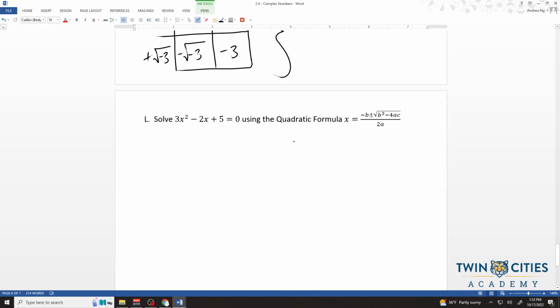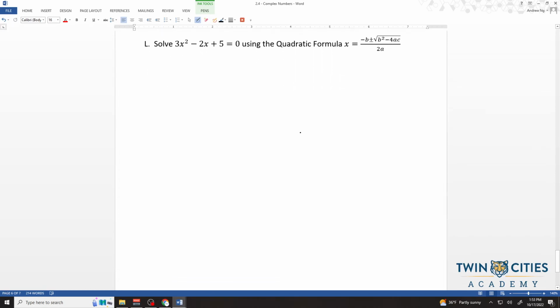We've got one more thing to do here. And that's solving using the quadratic formula. The quadratic formula, you may recall, is the following. X equals negative b plus or minus the square root of b squared minus 4ac. This is all over 2a.